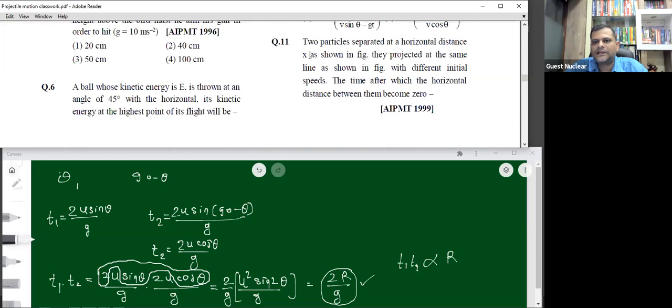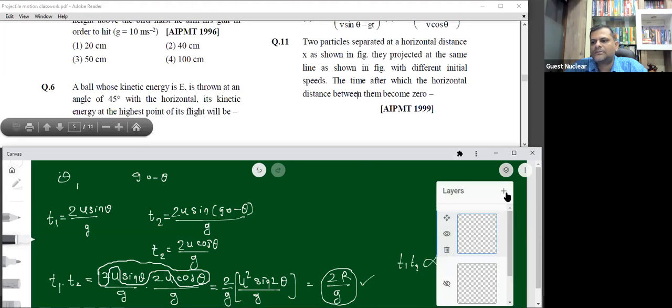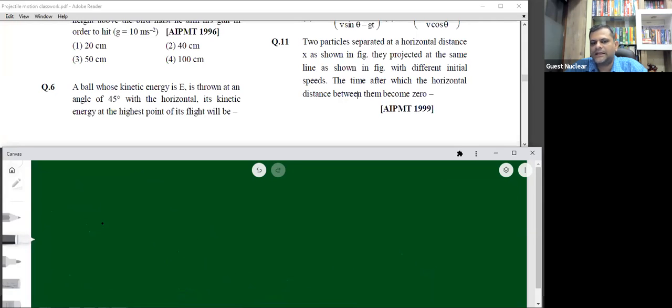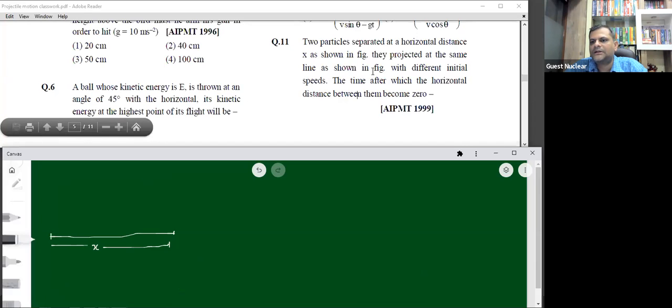ये देखो, ये कर सकते हो 11th वाला क्वेश्चन, क्वेश्चन नंबर 11. Two particles separated at a horizontal distance x as shown in the figure. ओके तो डायग्राम में हमको दिखाया जा रहा है कि the two particles are separated by the distance x, suppose like this. Okay, this is this distance x and they are projected at the same time, with different initial speeds. The time after which the horizontal distance between them becomes 0 is.